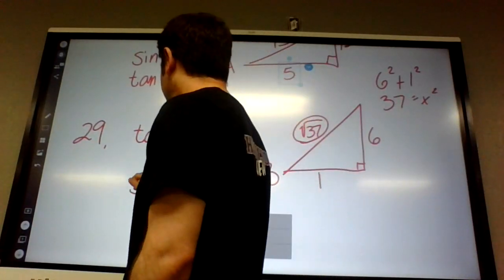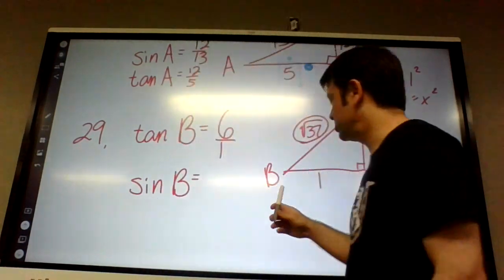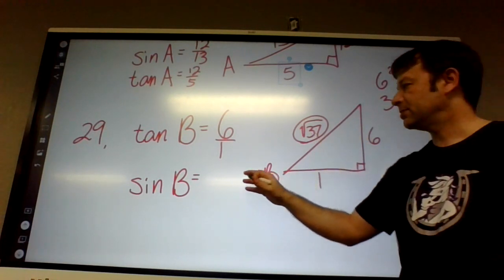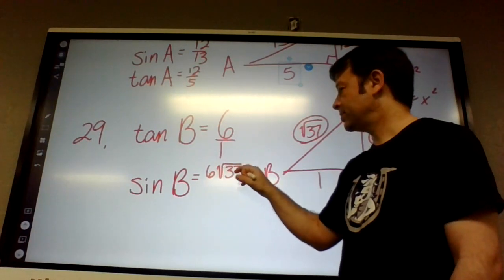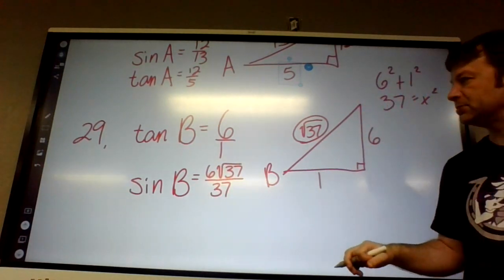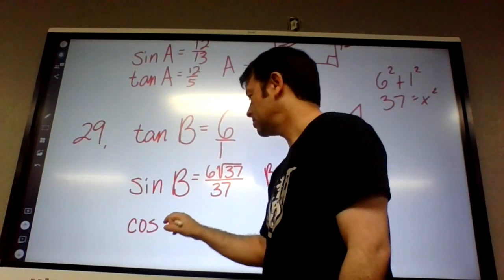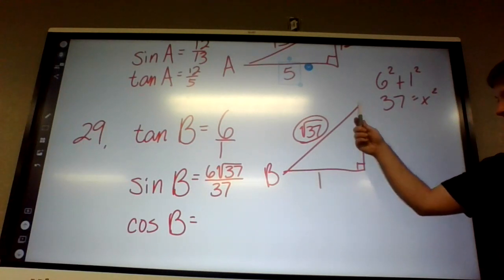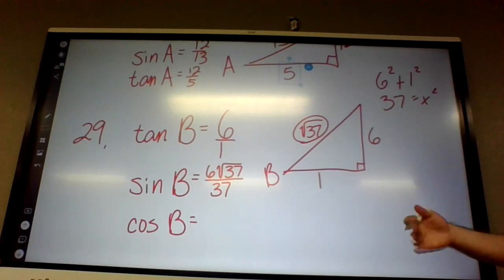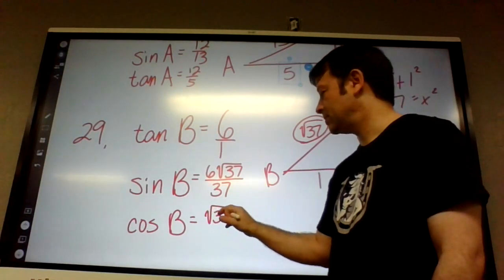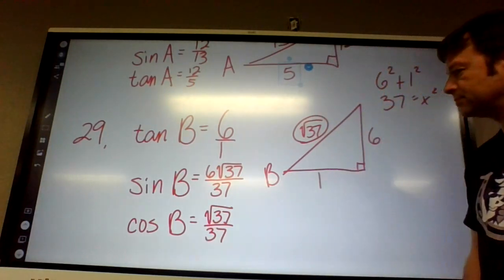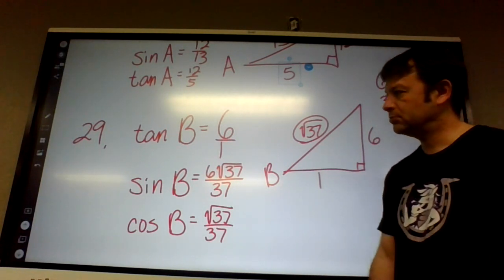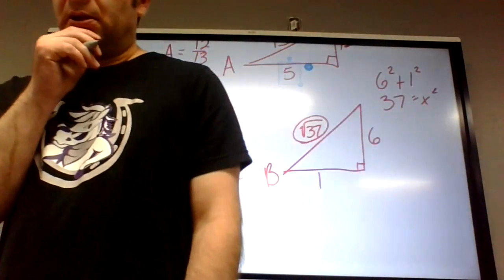Alright, so sine of B is going to be opposite. The square root of 37 kind of migrates to the top. Looks scary. Cosine of B is adjacent over hypotenuse. Yeah, 1 over square root of 37. If you multiply by square root of 37, it'd be square root of 37 over 37. The 1 kind of just disappears.